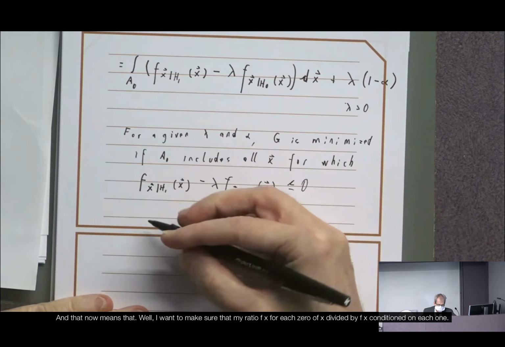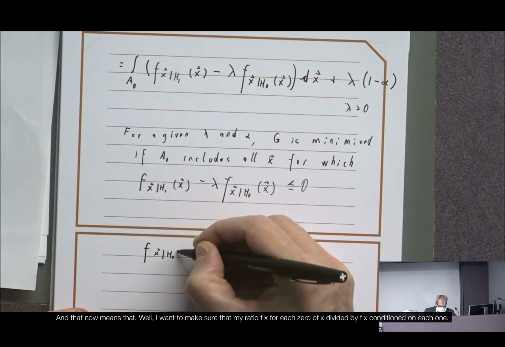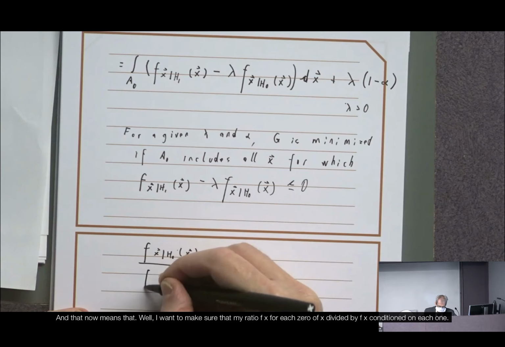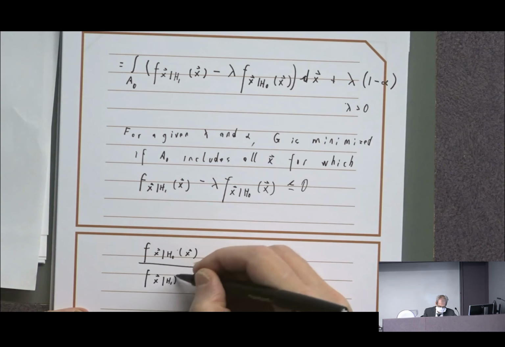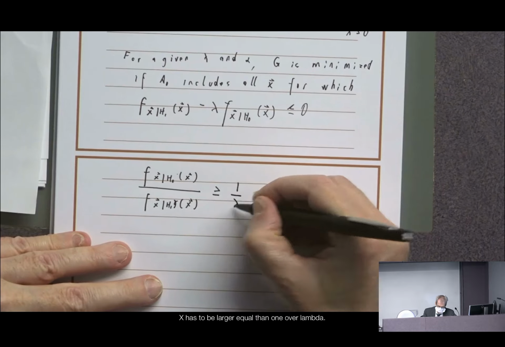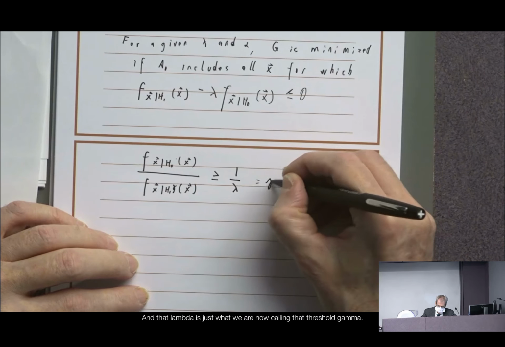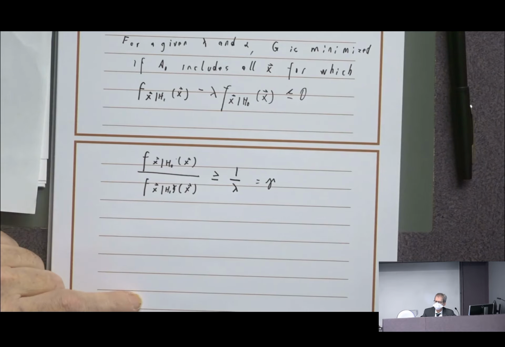Since I want to minimize this function here, I'll want this thing here to count only when it's smaller or equal than 0. And that now means that I want to make sure that my ratio f of x conditioned on h0 of x divided by f of x conditioned on h1 of x has to be larger or equal than 1 over lambda. And that lambda is just what we're now calling that threshold gamma. And now we again just have to say, okay, what is the side constraint under which we are actually fulfilling our false alarm probability? And that's already the equation that I gave before.